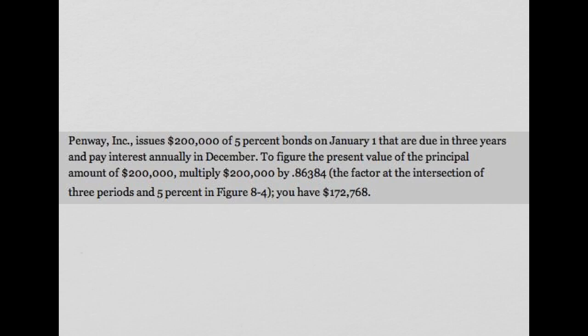Long-term bond valuation, let's just see a little bit here. Penway Inc. issues $200,000 of 5% bonds on January 1. They're due in 3 years. And they pay interest annually. So here interest is going to come out. That's an annuity. Interest is going to be paid. To figure the present value of the principal amount of $200,000, multiply $200,000 by the present value figure from the present value table, which we can get from figure 4. So let's go back and see that.